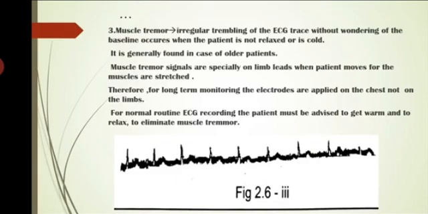When the patient moves, muscles are stretched, and then these artifacts may be added. Therefore, for long-term monitoring, the electrodes are applied on the chest, not on the limbs. For normal routine ECG recording, the patient must be advised to get warm and to relax to eliminate muscle tremor.